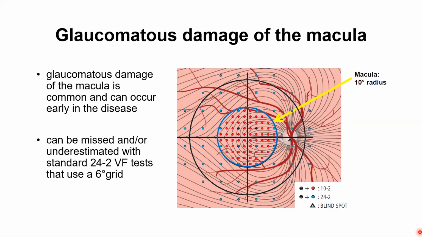So as you can see, glaucomatous damage of the macula can occur. It can occur even early in the disease, and it can be missed or underestimated with standard visual field tests that use a 6-degree grid. But on the other hand, it would be redundant to perform a 10-degree test on top of a 24-2 test in all of your patients.